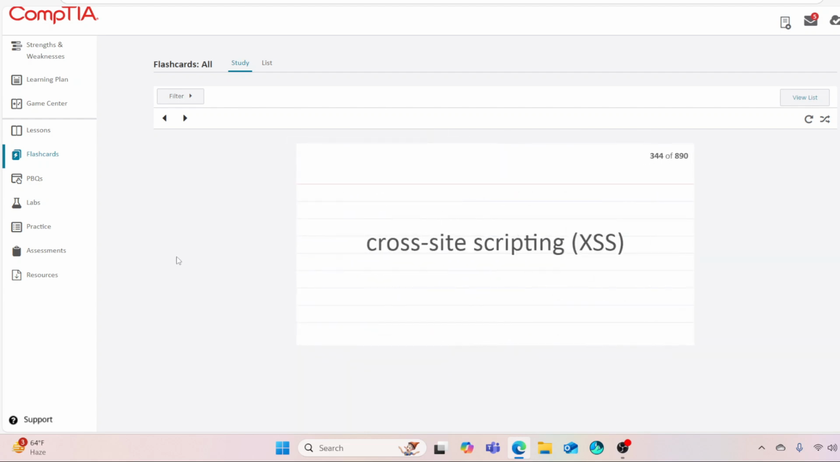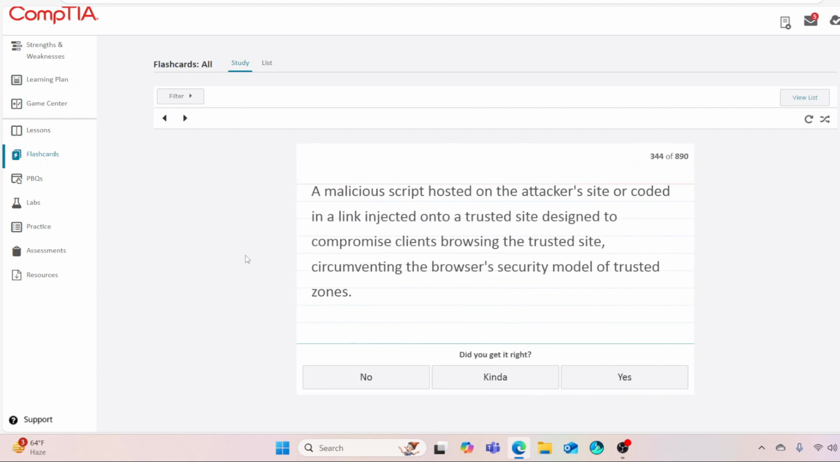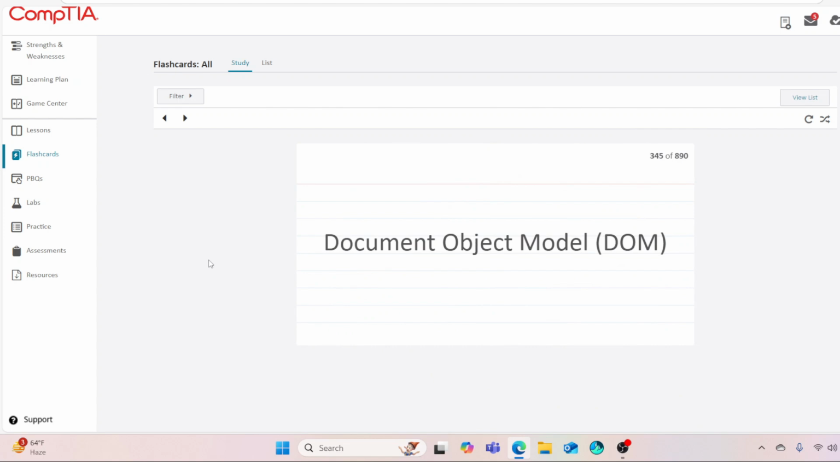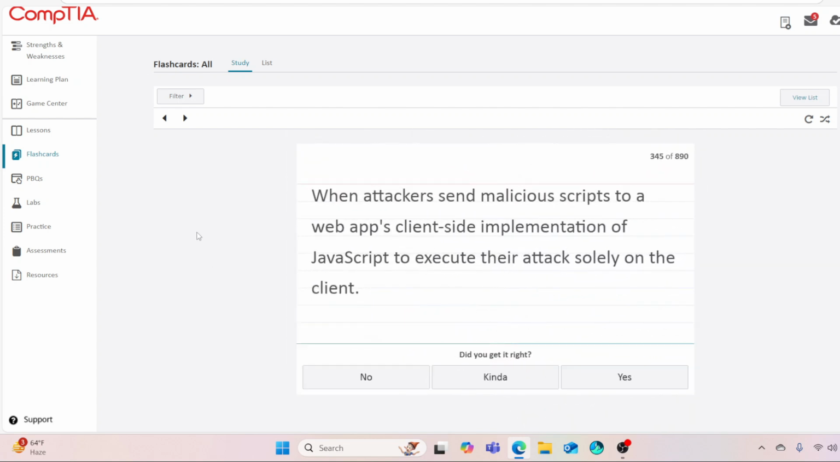Cross-site scripting. A malicious script hosted on the attacker's site or coded in a link injected onto a trusted site designed to compromise clients browsing the trusted site, circumventing the browser's security model of trusted zones. Document Object Model, DOM. When attackers send malicious scripts to a web app's client-side implementation of JavaScript to execute their attack solely on the client.